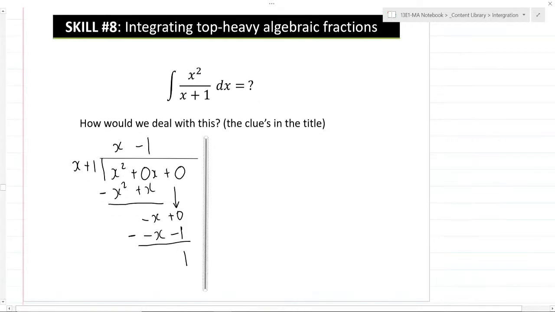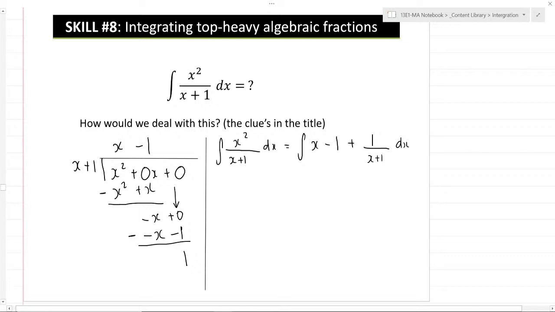So here now, the integral of x squared all over x plus 1 with respect to x is equal to, if I divide by x plus 1, the integral of x minus 1 plus, but there's also a remainder, and my remainder is 1. So I've got to write it as a divisor, so it's going to be 1 over the thing I was dividing by, which is x plus 1, with respect to x. Everybody alright with that? Can you remember that?